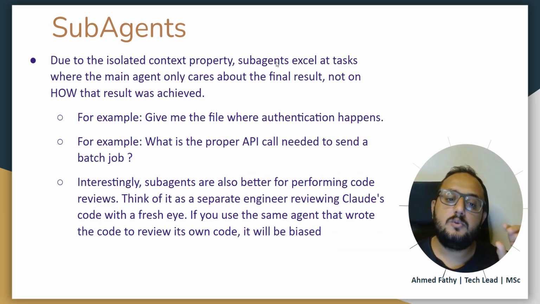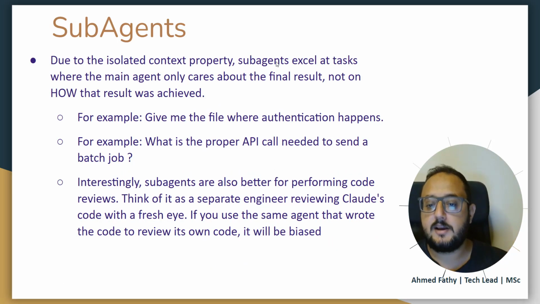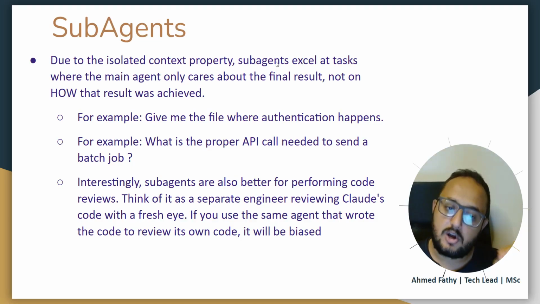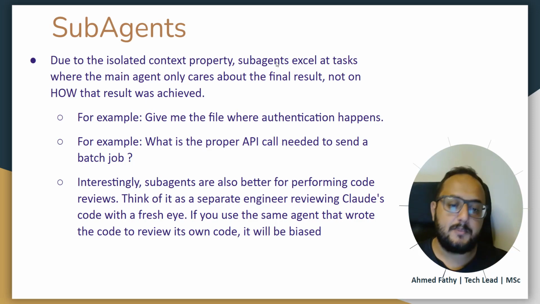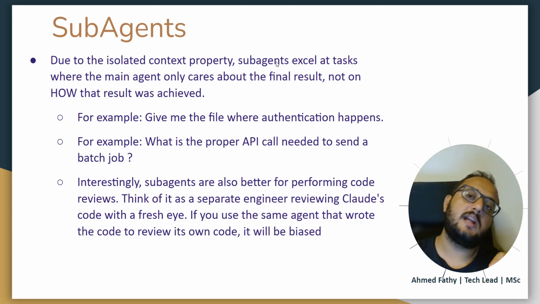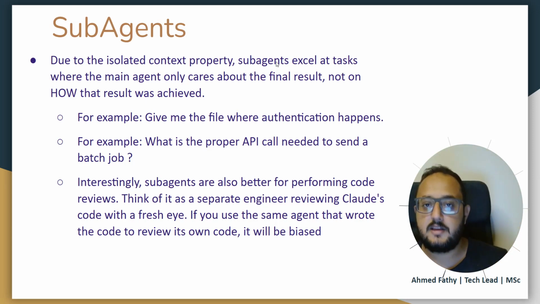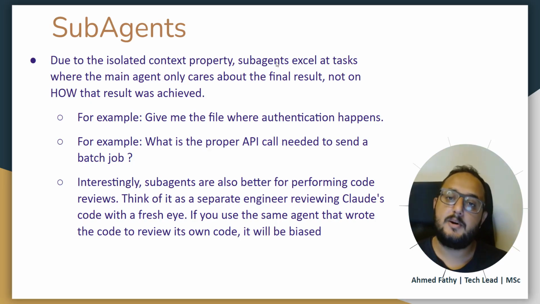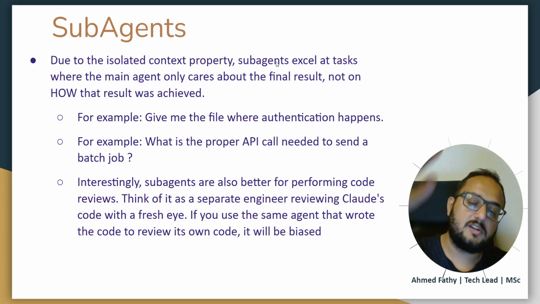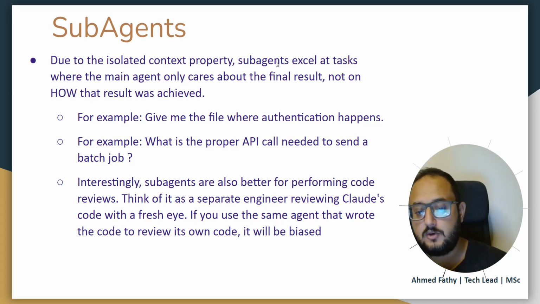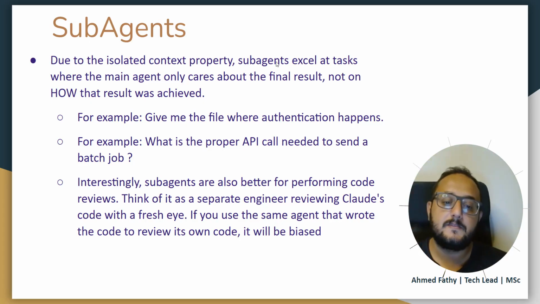Due to the isolated context property, sub-agents excel at tasks where the main agent only cares about the final result, not on how that result was achieved. For example, in a repo, give me the file where authentication happens. You don't care about everything the sub-agent does, you just care about this file. Or, what is the proper API call needed to send a batch job, which is similar to the question in this video, which is why this video is about sub-agents.